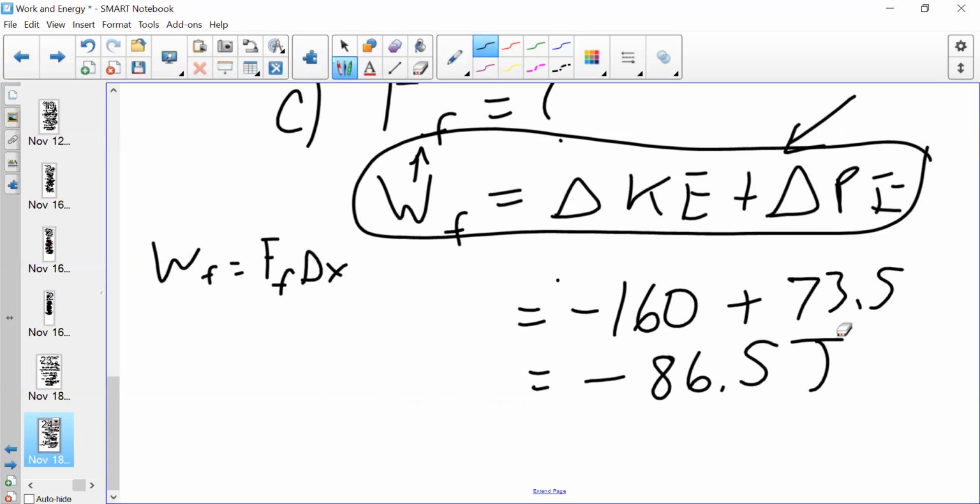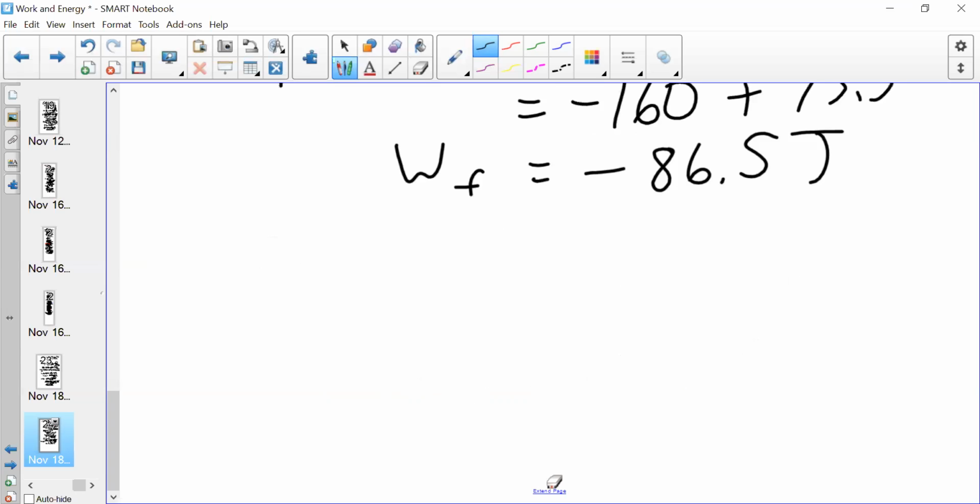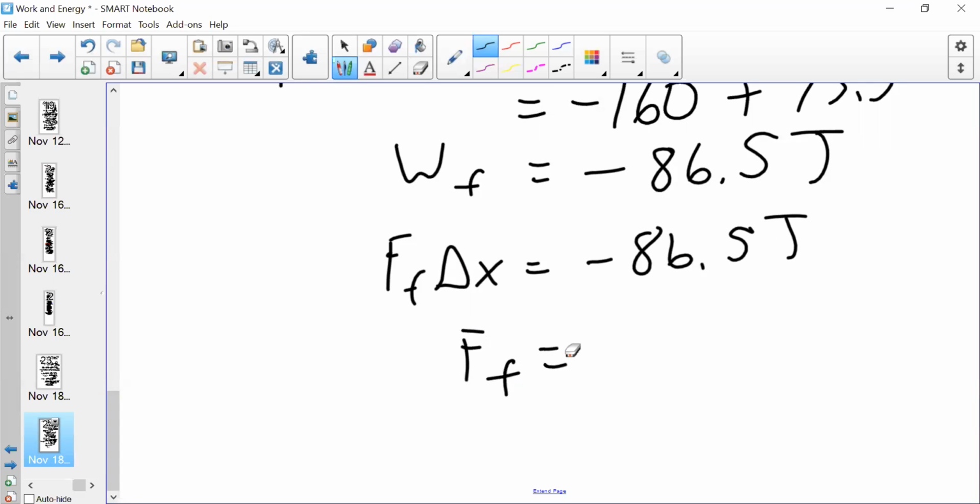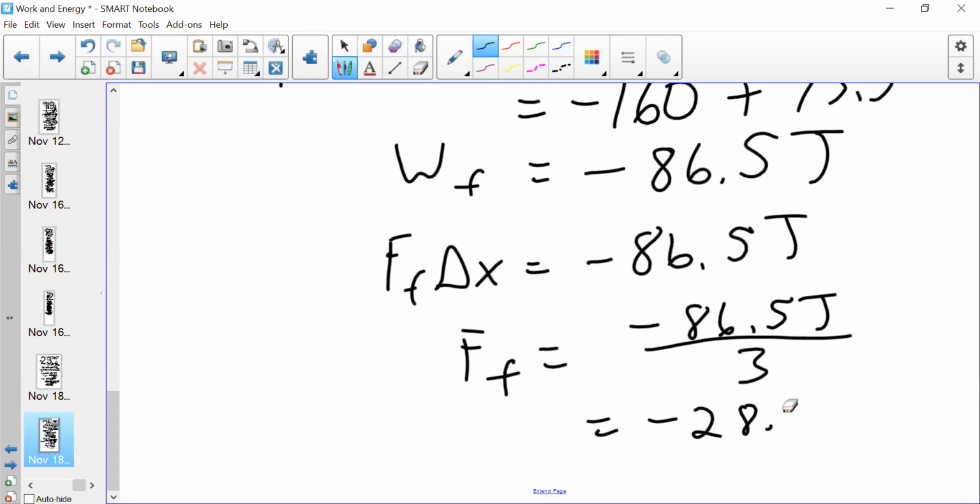Negative 86.5 joules of work done by friction lost, which is the sum of the lost kinetic energy and the potential. So then the work done by friction is friction force times displacement. Force of friction is this over this. What is that, 3? And that's roughly negative 28.8 newtons.